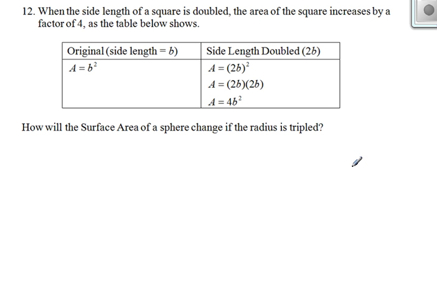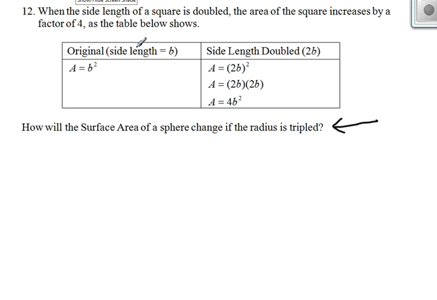Question 12. Okay. Now, with my class, I know that we've done this question sort of on a different sheet, but let's do it again. This time there's more information given. It says when the side length of a square is doubled, the area of the square increases by a factor of 4, as the table shows.